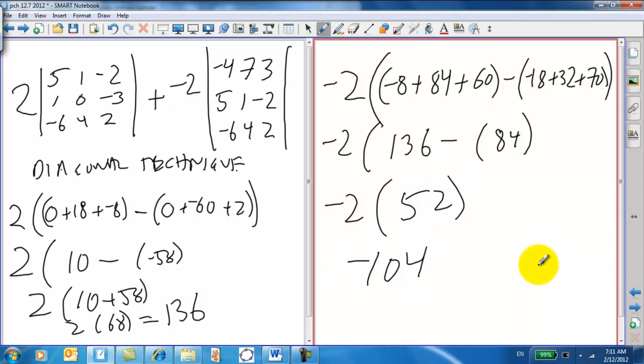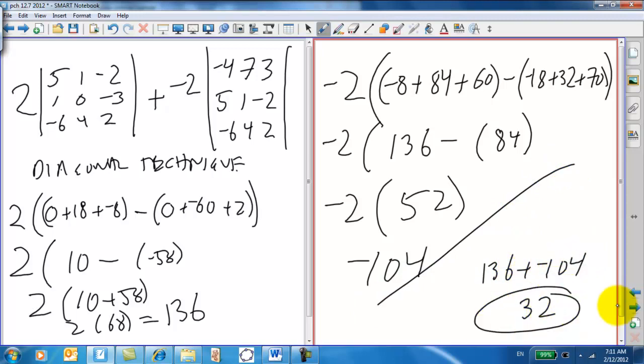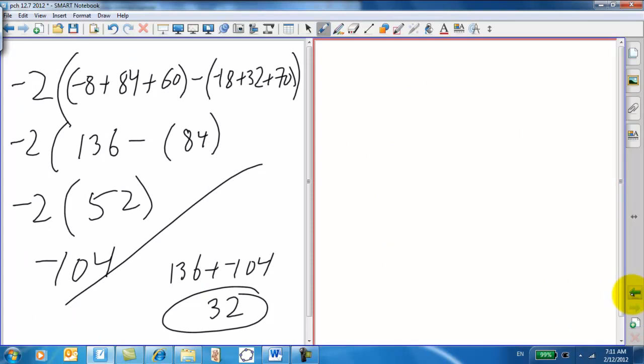And when we add these two up, 136 plus negative 104 is 32. Oh, huzzah. I believe that's the right answer. Yes. Check. Okay, flange out.